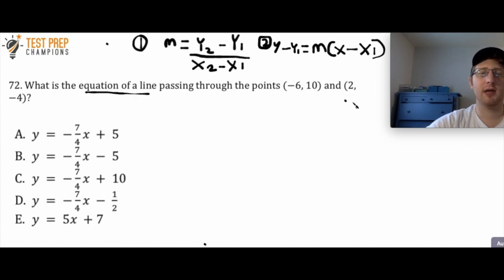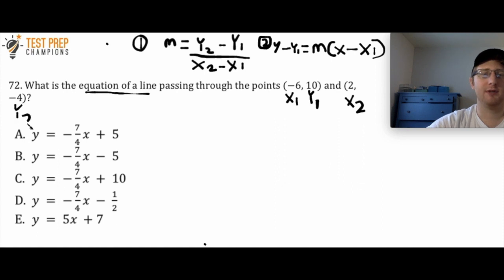So when I look at my pairs here, I've got -6 and 10. The first number in any pair is an x-coordinate, and the second number in any pair is always called a y-coordinate. So I'm going to call this x1, and this y1. Now my second pair, I've got 2 and -4. So this 2, I'm going to call x2 because the first number is always an x-coordinate. And this -4, I am going to call y2.